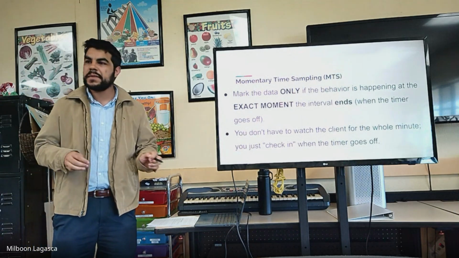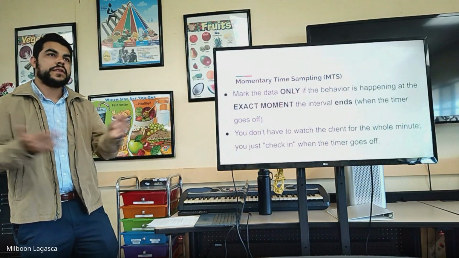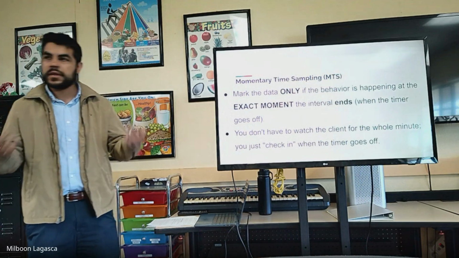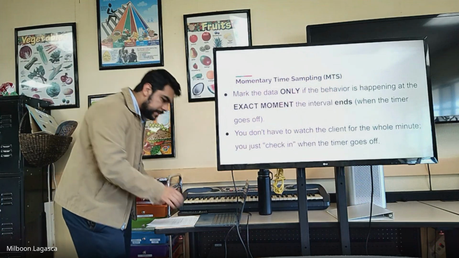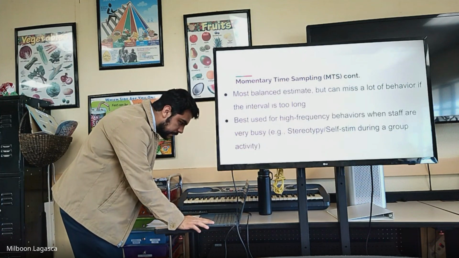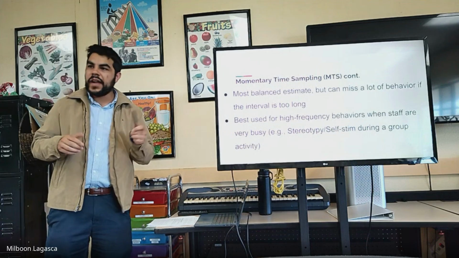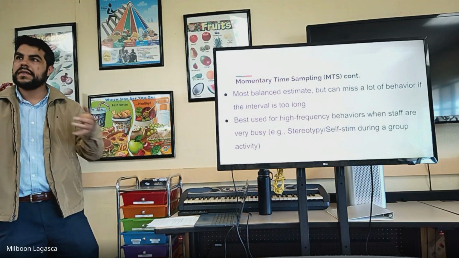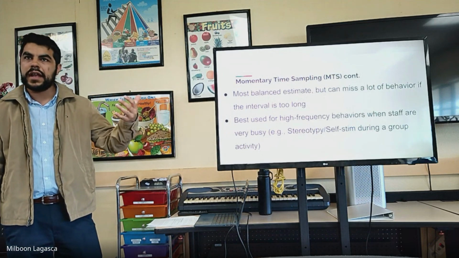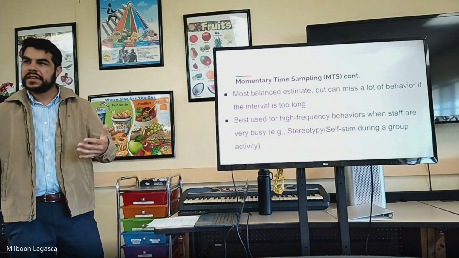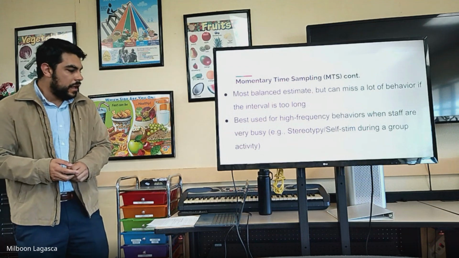With momentary time sampling, we're just waiting until the very end of the interval. Once it ends, if the behavior is occurring at that time, we mark it as an occurrence. If not, non-occurrence. It has a fine balance between the partial and the whole interval: partial overestimates and whole underestimates, so there's a bit of a fine balance in momentary.